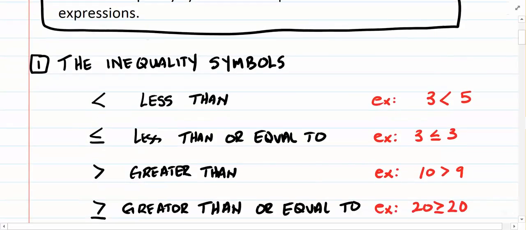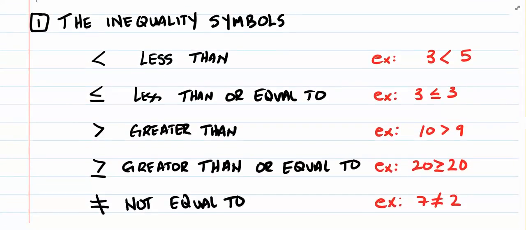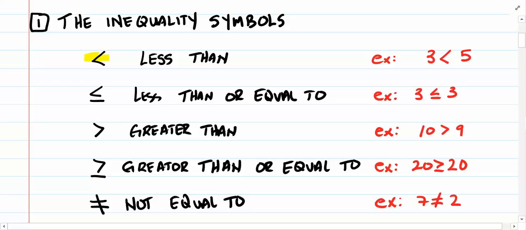Here is box number 1. In case you are unfamiliar or can't remember the inequality symbols, I wrote them down for you right here. We're going to talk about them. This symbol means less than, and an example is 3 is less than 5. That's just a true statement. The next symbol is less than or equal to, as denoted by the line underneath it. An example is 3 is less than or equal to 3, because 3 is equal to 3. So that's a true statement still.